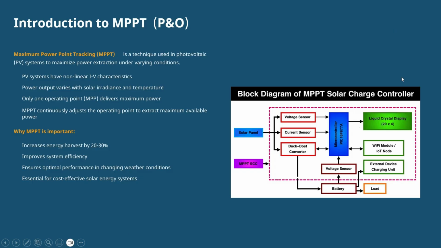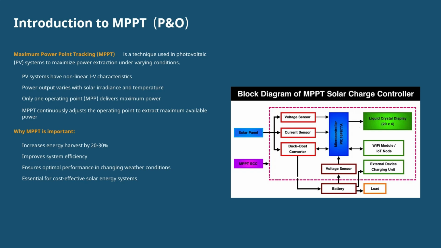Good morning, everyone. Today, I will be discussing the maximum power point tracking system, a fundamental control method used in solar photovoltaic systems. MPPT ensures that solar panels operate at their most efficient point, that is, the maximum power point, even as radiation and temperature change. It is important because PV systems have non-linear current and voltage characteristics. The power output varies significantly based on environmental conditions.